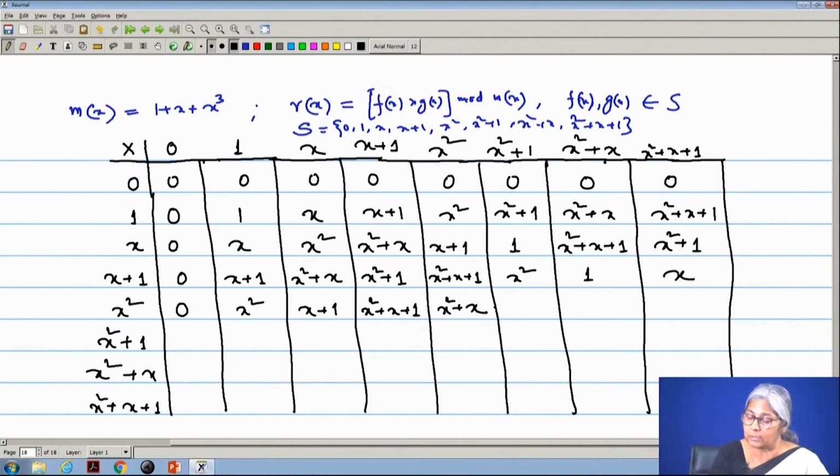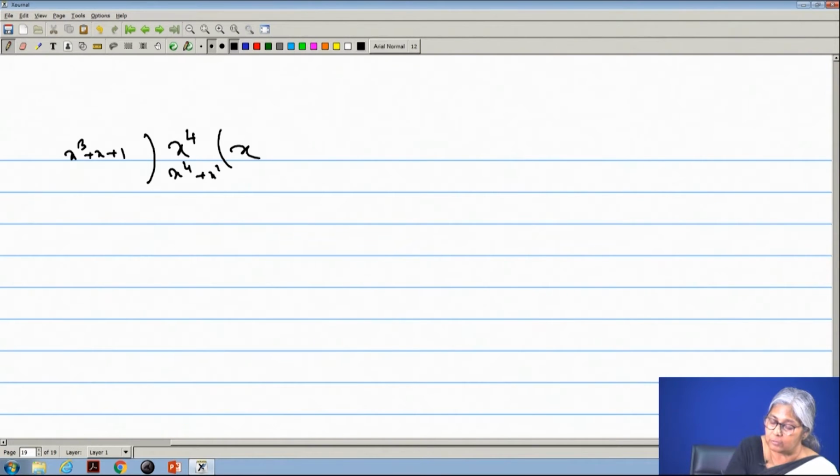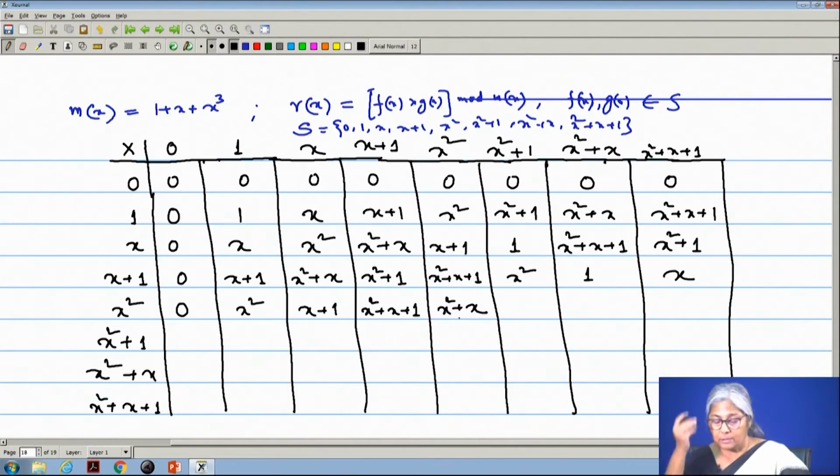We can do quickly here that x square, and if it is x to the power 4, just if I see that x to the power 4 and I divide it by x cube plus x plus 1. So, it will be x only. So, x to the power 4 plus x square plus x. So, this becomes x square plus x. So, we write x square plus x.